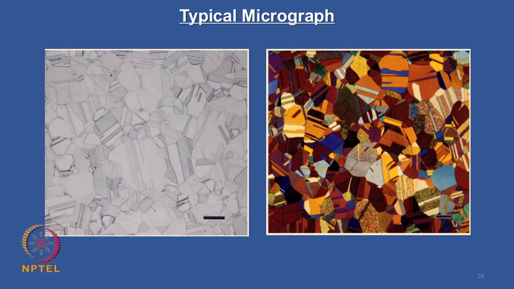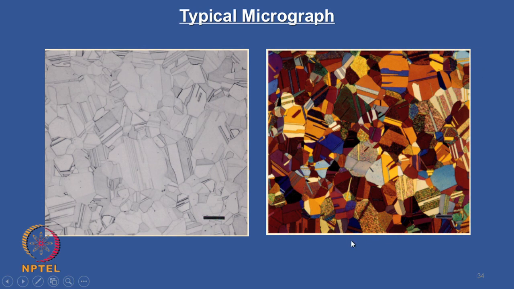And you see that this is a typical micrograph of polarized microscopy. The material under examination is brass, and you see that bright field illumination gives a certain kind of contrast. Polarized light gives an extraordinary contrast.